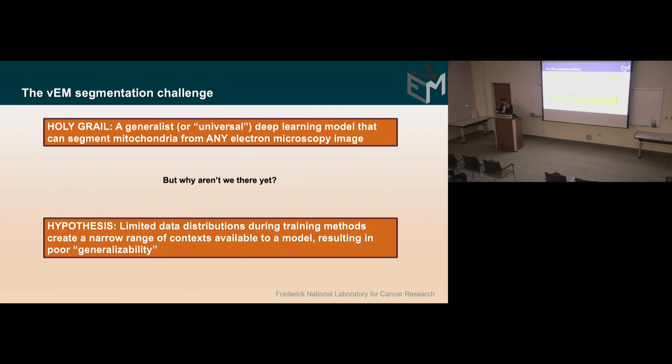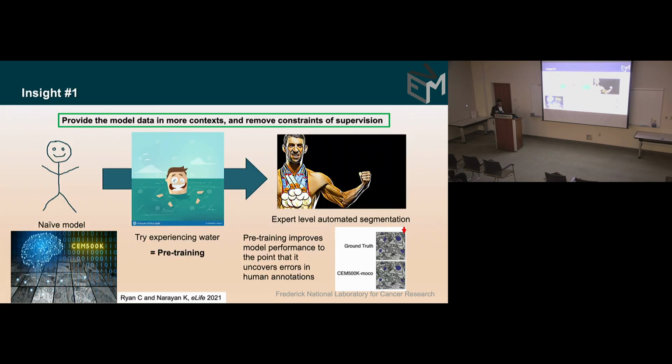So our aim in our lab, going back a couple of years, several years, was a generalist or a universal deep learning model that can segment, and we're interested in mitochondria for a variety of reasons, that can segment mitochondria not just in one given image, but in any electron microscopy image. And why aren't we there yet? Our hypothesis was that during the training, and many people have done training of neural networks, the point is we hypothesized that we only train them in a narrow range of contexts. What is this like? Let's say your model is like some Joe Schmo on the street, right? We want it to be the Michael Phelps of mitochondrial segmentation.